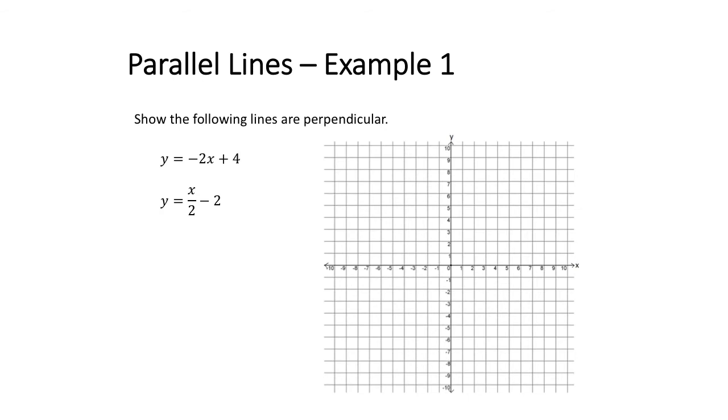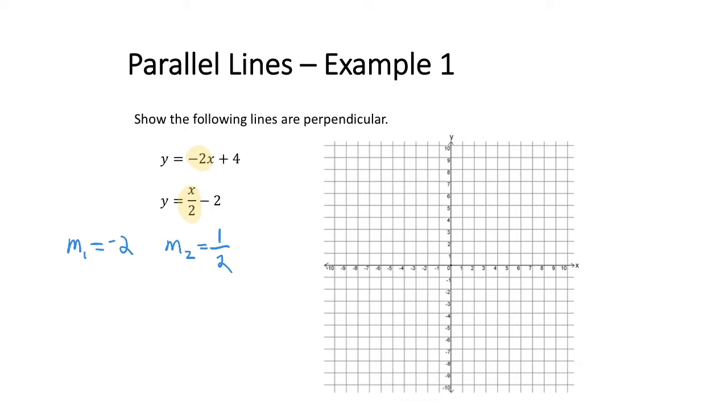In example 1, we want to show that the following lines are perpendicular, and we've got two equations, y equals -2x plus 4 and y equals x over 2 minus 1. Because they're in the form of y equals mx plus c, we can easily identify our two gradients. Our first gradient is going to be -2. Our second gradient is going to be 1/2.